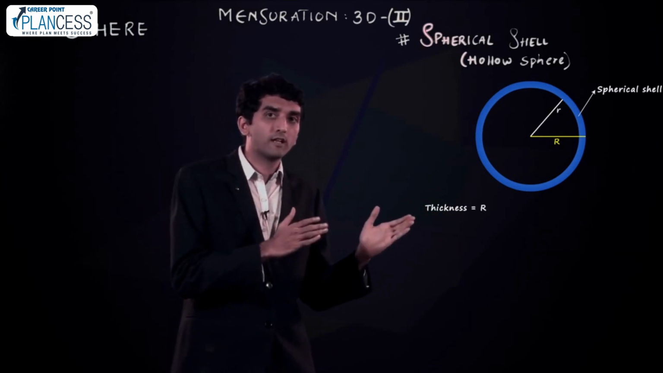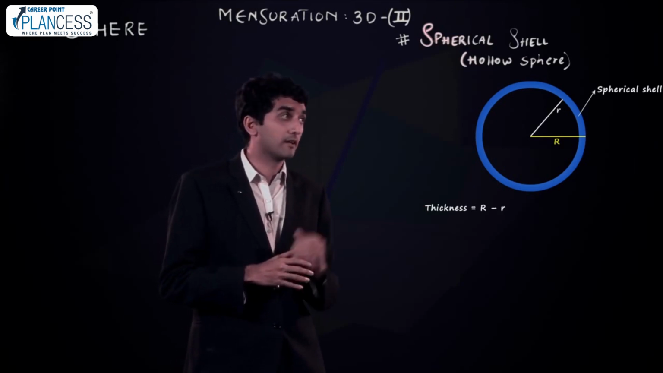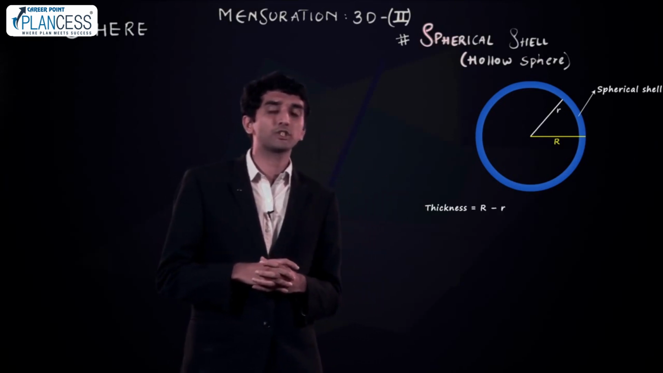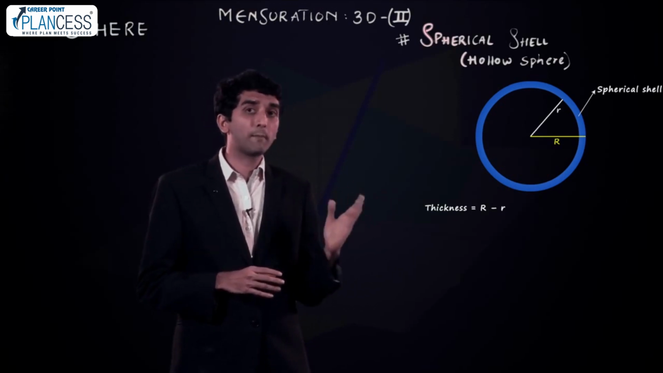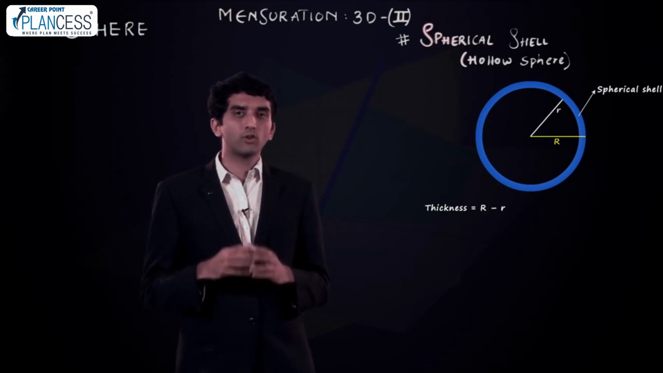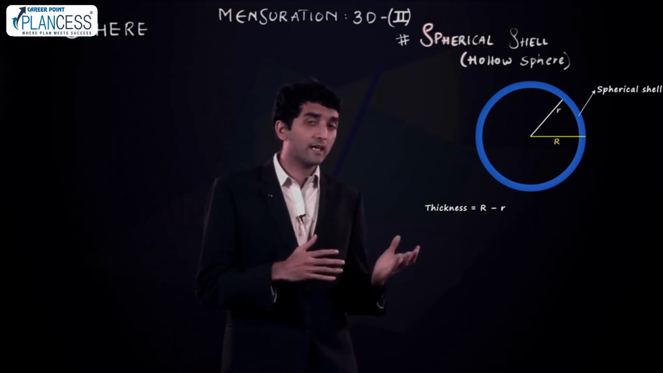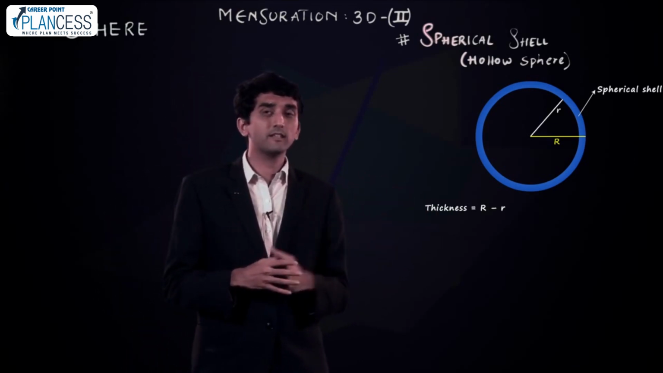the radius of the larger sphere minus the radius of the smaller sphere, and hence the thickness of this spherical shell is going to be capital R minus small r, where capital R is the radius of the larger sphere and small r is the radius of the smaller sphere. Now again, going forward to two important formulae here, rather three.